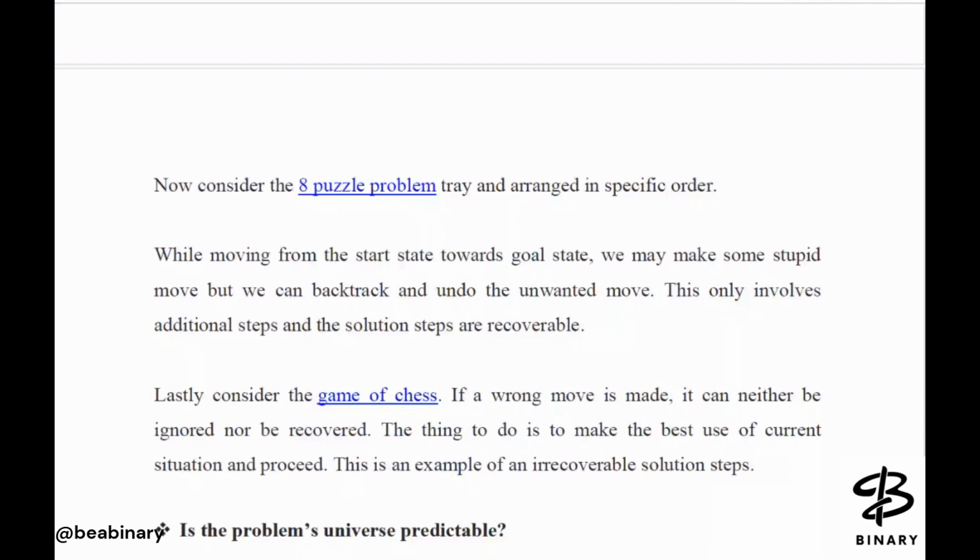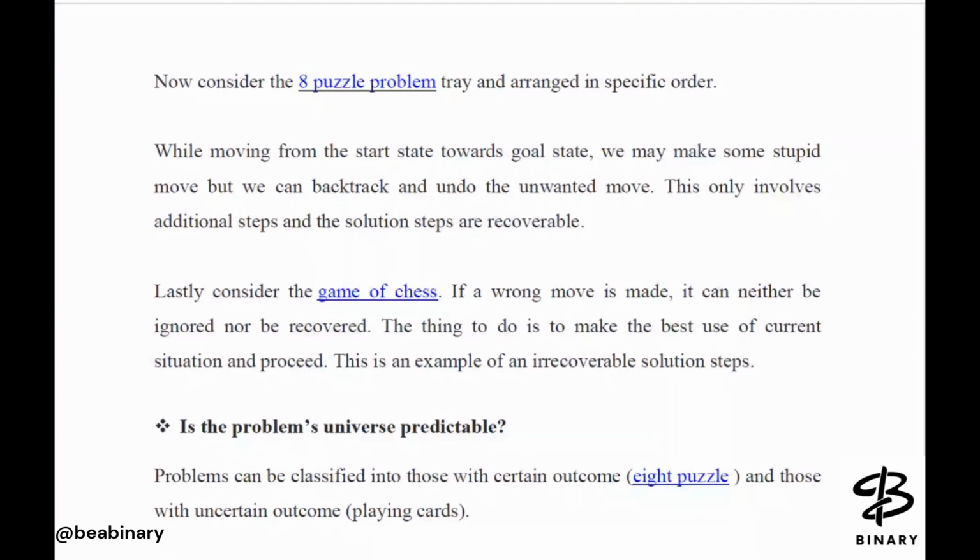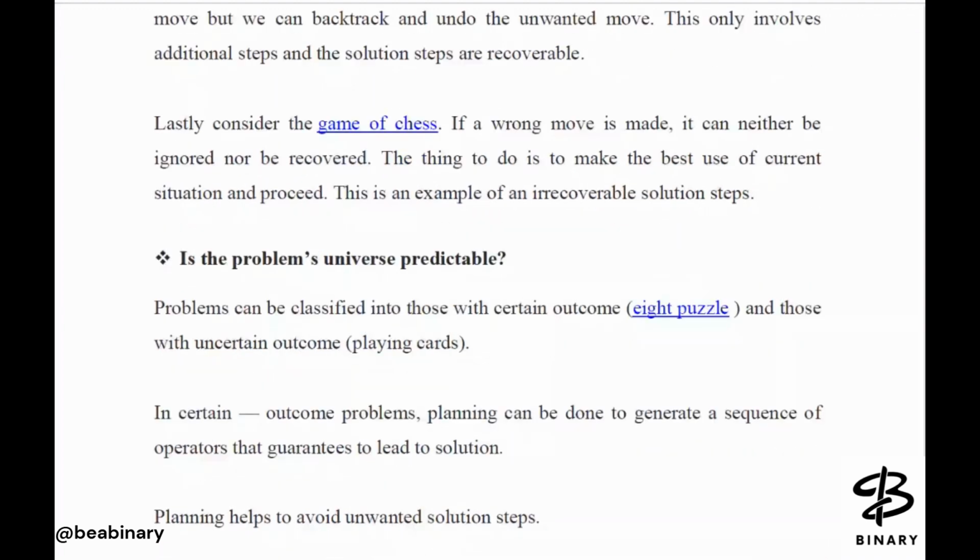So in this, what we are discussing is that when we slide a particular block from one place to another, and if that was of no use, we can recover it by unsliding it, right? Here we have taken a few examples, lastly the game of chess. In a chess game, you cannot recover your steps. If a wrong move is made, it can neither be ignored nor recovered. The thing to do is to make the best use of the current situation and then proceed.